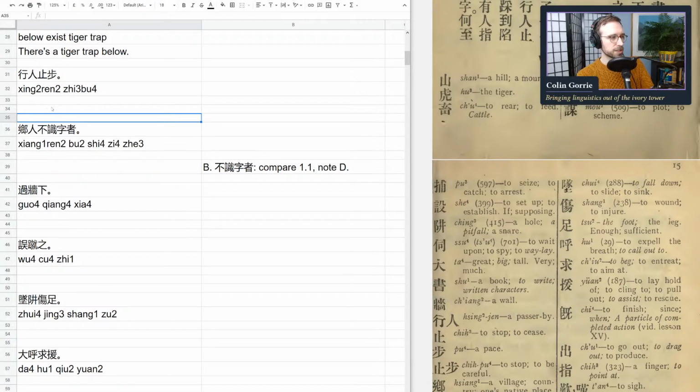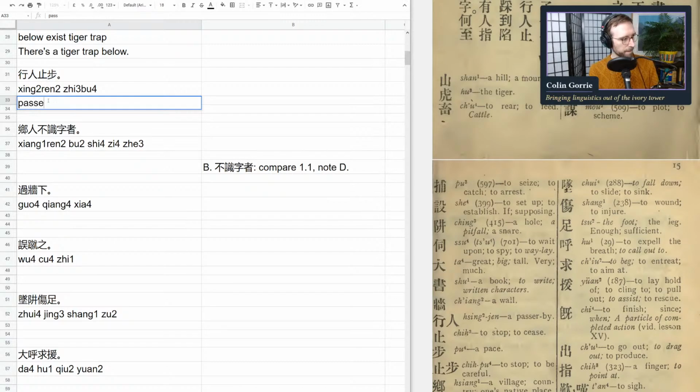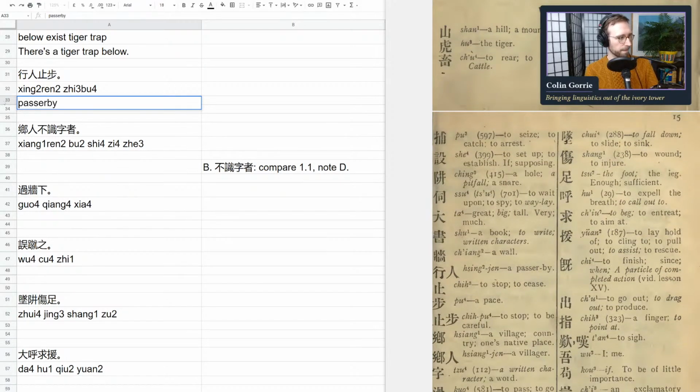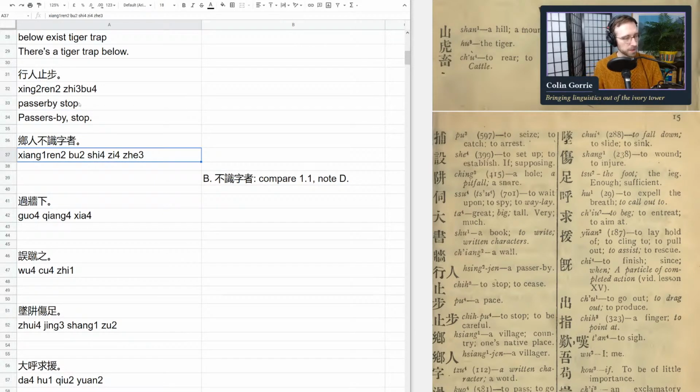What's next? Okay. 行人止步. 行人, we have a nice translation here, a passerby. So passerby, let's call it that. 止步, literally stop a pace, stop your step. So we get this translation stop or be careful. Just say stop here. So passersby, stop. So there's a tiger trap below, passersby, stop.